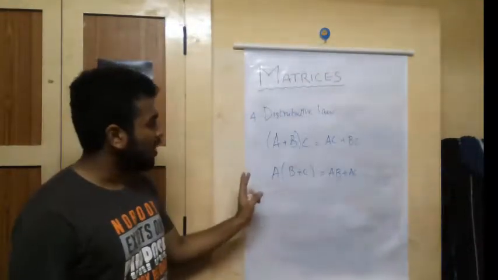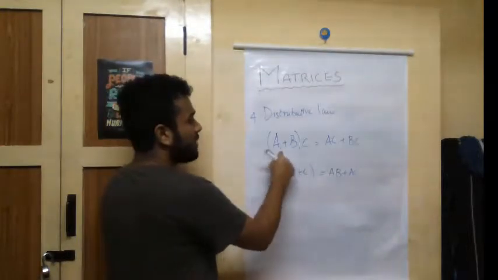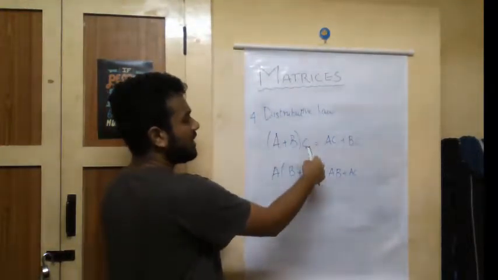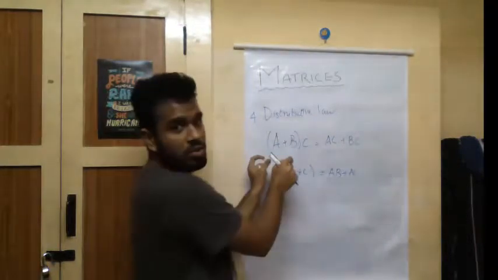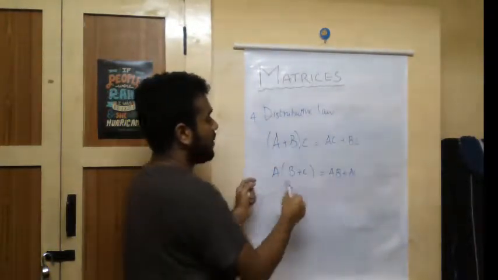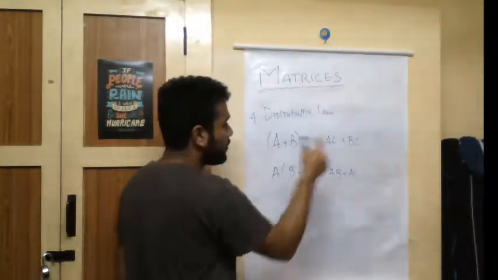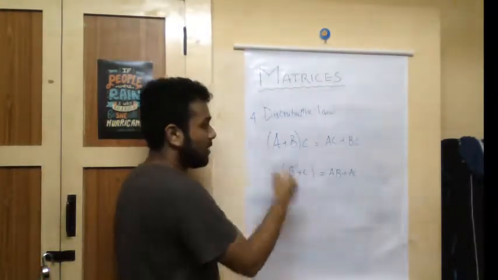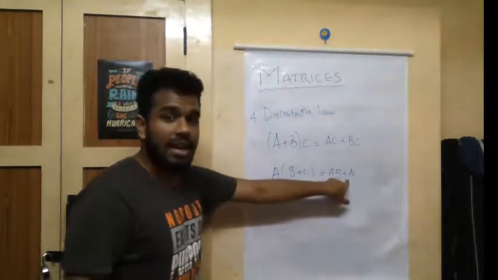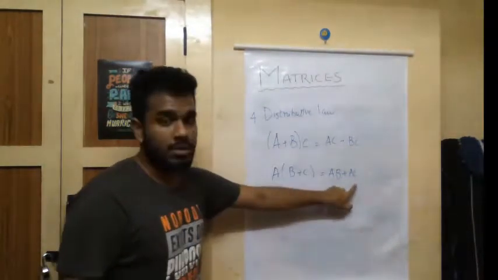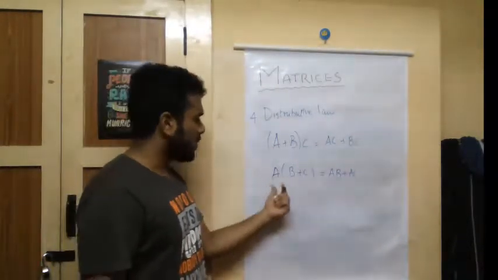matrices because we have to remember the order of multiplication. That means if it's (A + B) into C, this C should be the rightmost of whatever multiplication there is. So I can't just write C into (A + B). It has to be towards the right. That's the reason why I wrote it in two forms. Since A is towards the left here, as you can see on the right-hand side, A is also always towards the left. So that's what you have to remember.